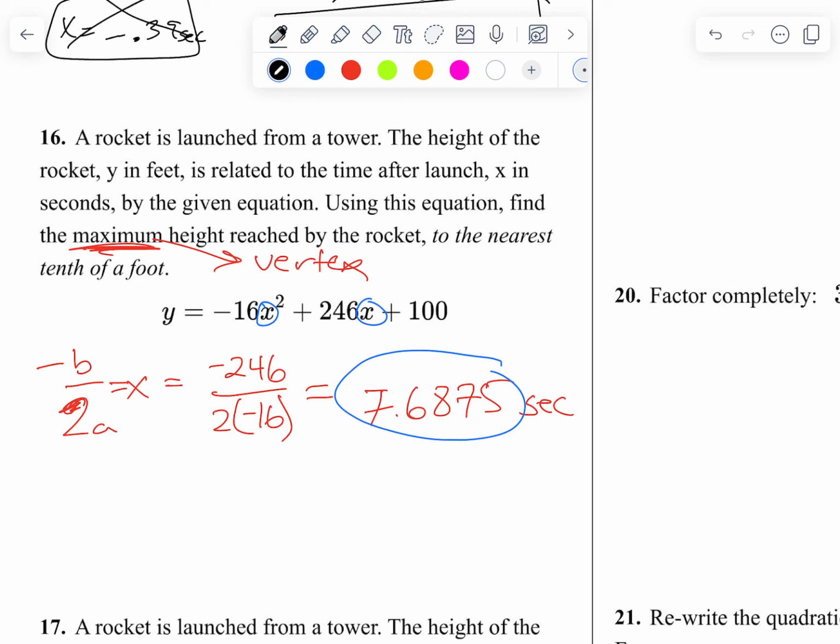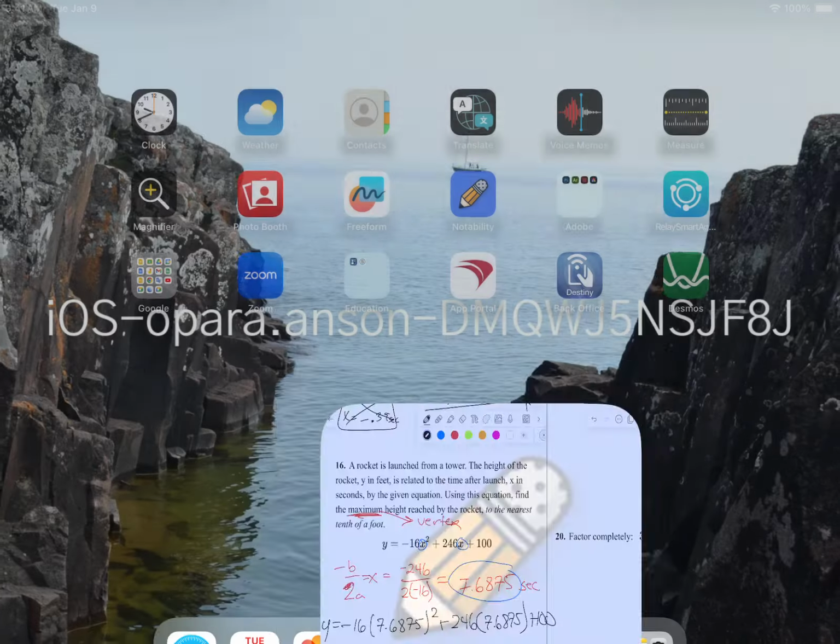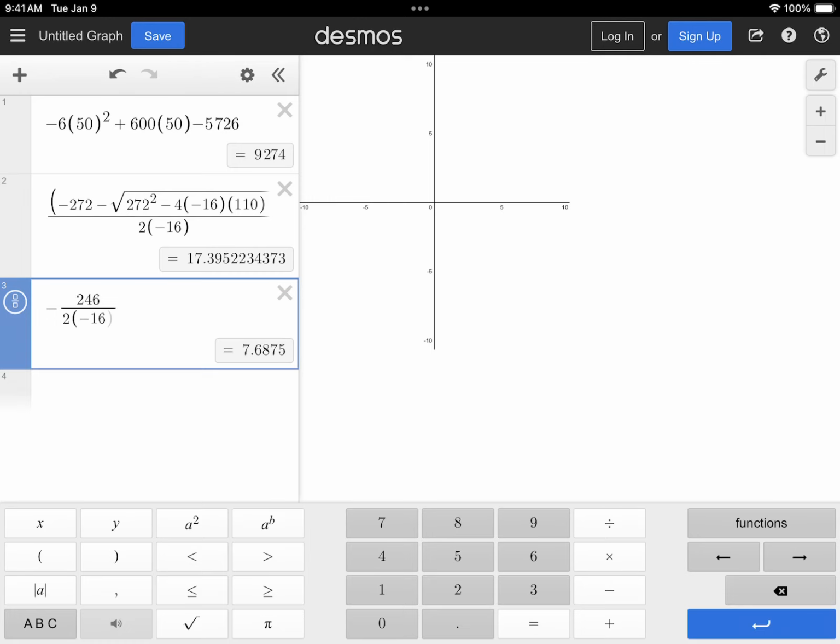So I'm going to get negative 16 times 7.6875 squared plus 246 times 7.6875 plus 100. And this is equal to y, or the maximum height. Got to put it in a calculator. I don't have another choice. It's too hard.